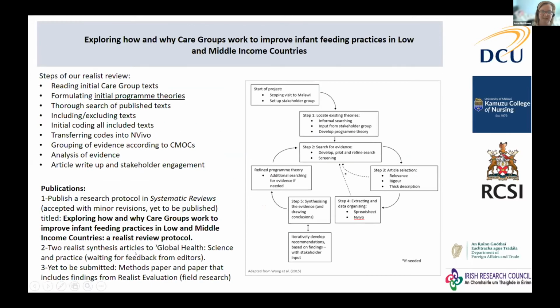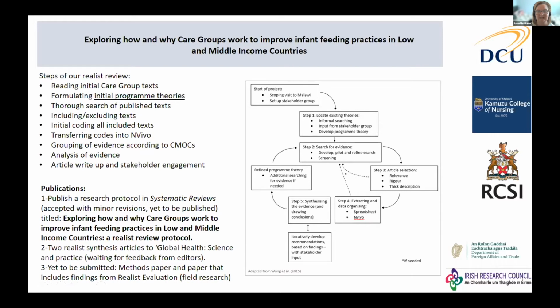And I think I'm coming up to maybe my last slide or two. There's good guidance on how to carry out your realist review, in our case. So we're sticking to just the secondary review for the moment. We're hoping to do a realist informed evaluation of care groups shortly in Malawi, pending public health guidance and all of the rest. So what we did, we initially read our care group texts. We formulated some initial program theories. This is typical of realist research.